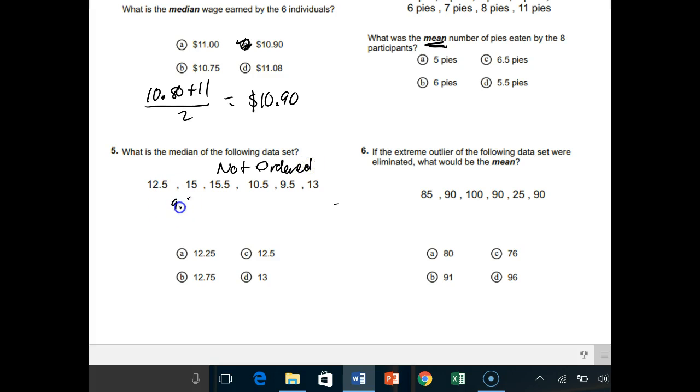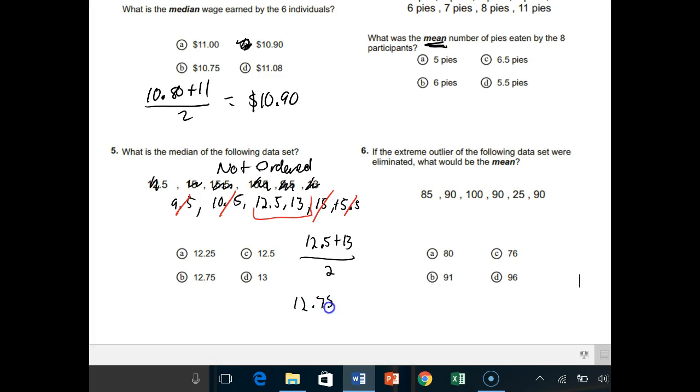So we have 9.5 followed by 10.5 followed by 13, followed by 12.5, then 13. Then 15 and 15.5. Now they're ordered. Now I can cross them off. So I'll say 1, 1, 2, 2. Up. I can't say 3, 3 because I have 2 numbers left. So I'll say 12.5 plus 13 divided by 2. And that will give us 12.75. So B is your answer, right?